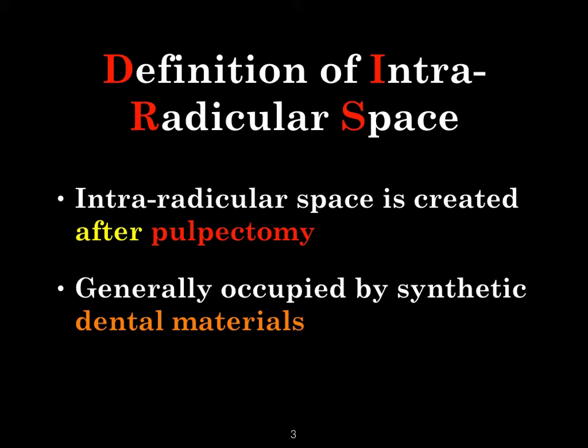So the definition of intraradicular space is the outcome after we remove the pulp tissue from inside the root. And it's usually occupied by the obturation material, which is mainly core material like gutta percha and the root canal sealer.